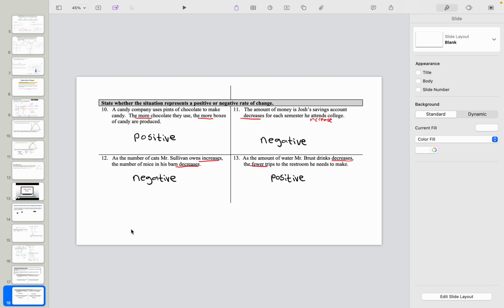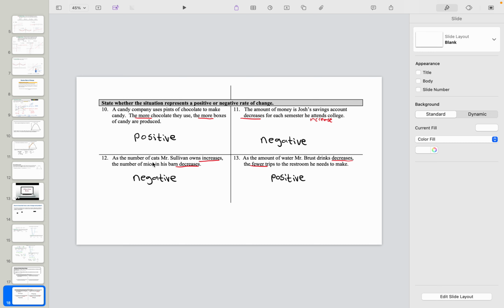All right, so here we have a candy company uses pints of chocolate to make candy. The more chocolate they use, the more boxes of candy they produce. Positive. The amount of money in Josh's savings account decreases for each semester he attends college. So that's an increase. It doesn't say that, but each semester is going to be more. So he has less money the more he goes to college.